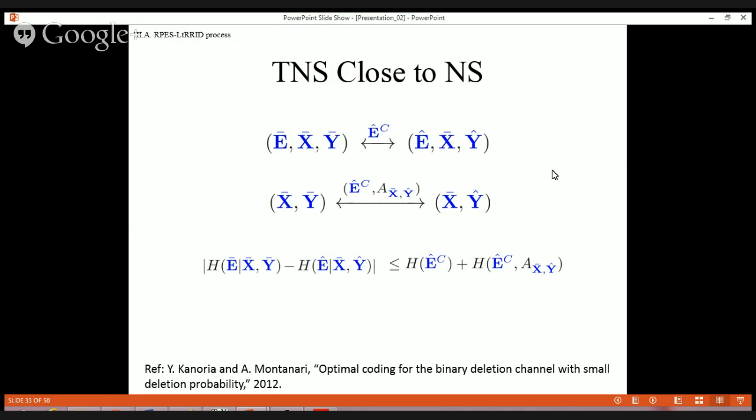So here, the first tuple of variables E, X, Y and E hat, X, Y hat are related through E complement in the following way: E, X, Y is a deterministic function of E hat, X, Y hat, and E complement. And also, the right-hand side E hat, X, Y hat is a deterministic function of the left-hand side and the E complement.